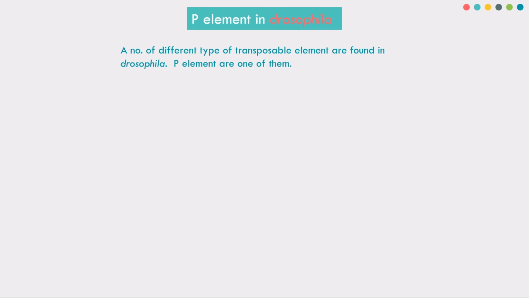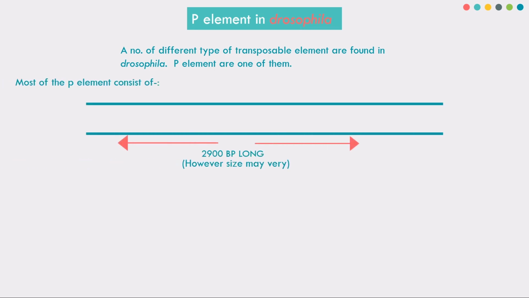P element in Drosophila. A number of different types of transposable elements are found in Drosophila. P elements are one of them. Most P elements consist of about 2,900 base pairs, however size may vary, and include the transposase and repressor coding gene, which codes for a transposase and a repressor. The repressor represses the transposition. They also have terminal inverted repeats and short direct repeats.